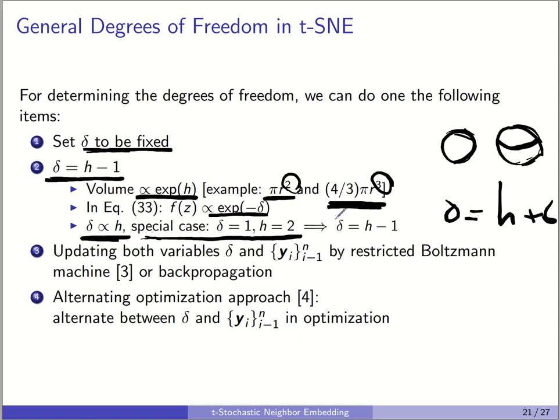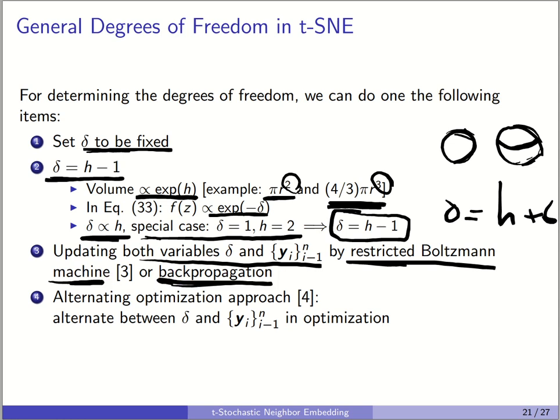So let's take delta to be h minus 1. We can also update another thing. We can update both variables delta and y. So we can find embedding points as well as the degrees of freedom by restricted Boltzmann machine or backpropagation. So restricted Boltzmann machine is just a kind of neural network, but it uses the concept of energy in physics in order to find the weights.